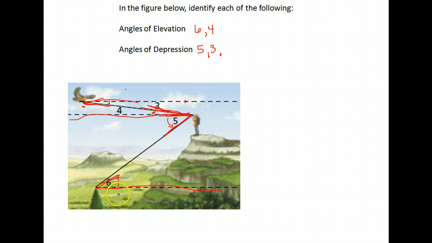So angle 6 and angle 4 are angles of elevation. Angle 5 and angle 3 in this figure were angles of depression.